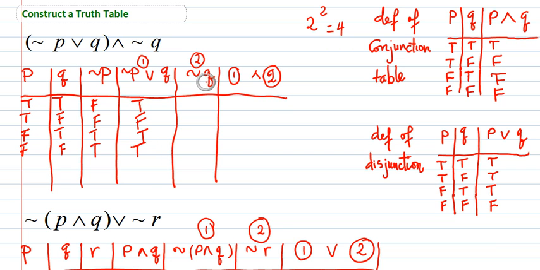Then we do not Q. Right here is Q, so therefore not Q will be false, true, false, and true. And the last is we combine these two columns together, which is 1 and 2. False, true and false is false. False and true is false. True and false is false. True and true is true. So right here is our answer.